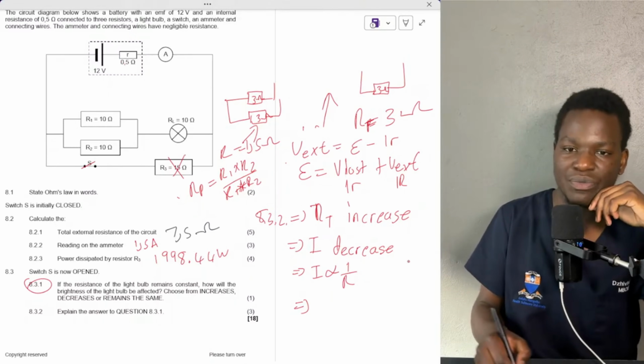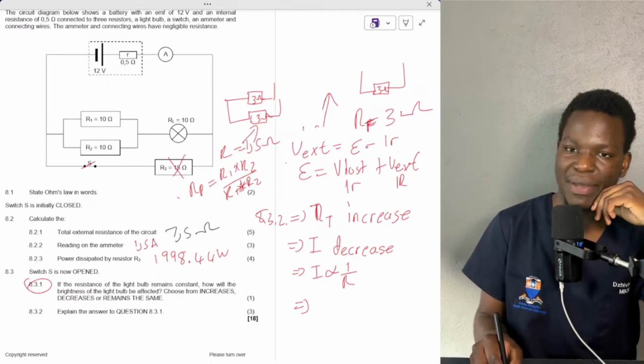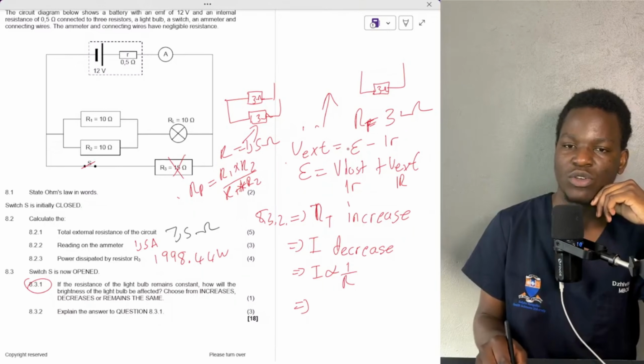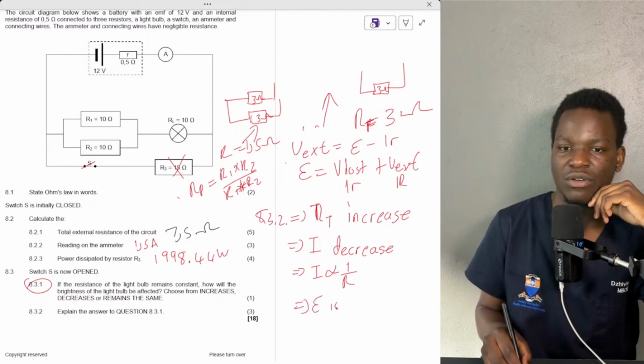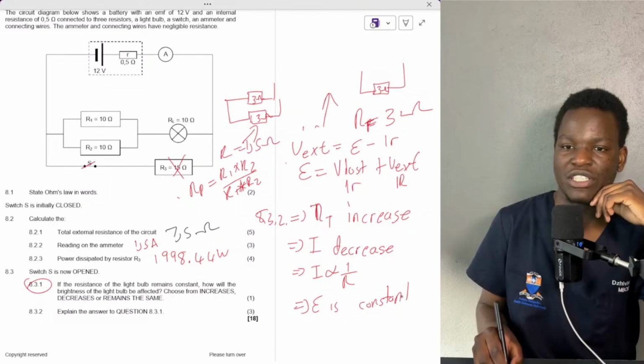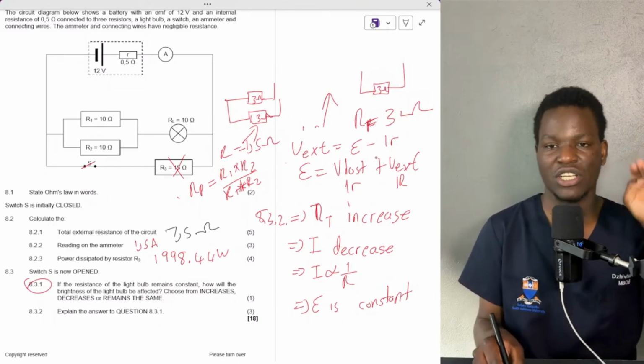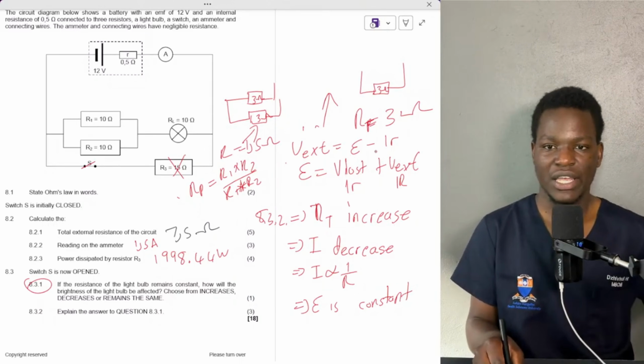So now let's get back to this equation. It's going to take first from the EMF. EMF is constant. It's a very important point, because if it was changing, it wouldn't be like this.